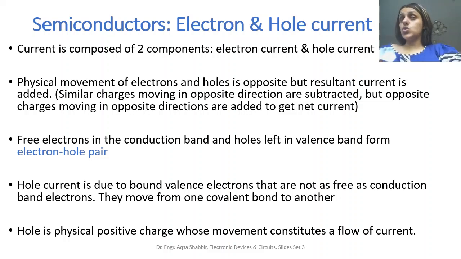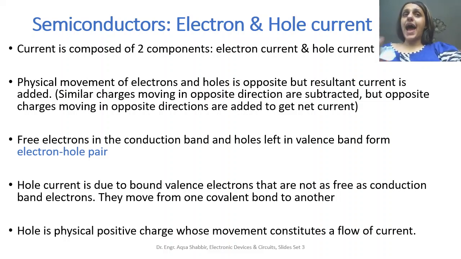Now, why is this so? Because if you have similar charges or same kinds of forces which are acting in opposite directions, or same charges which are moving in opposite directions, the net effect will be subtraction of the two. But if you have opposite charges which are moving in opposite directions, their net effect is added. So even though the physical movement of holes and electrons is in opposite directions, the resultant current or net current is actually added.